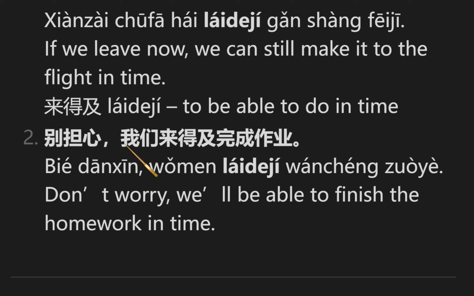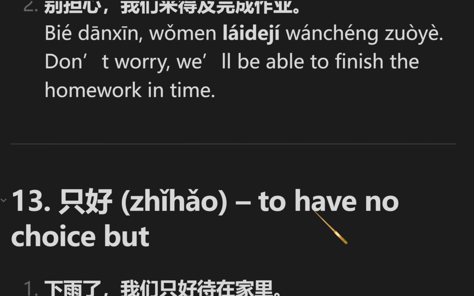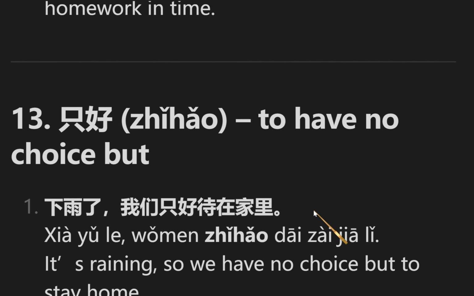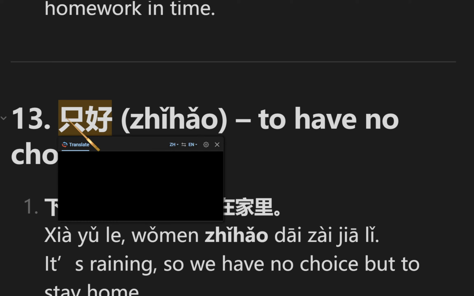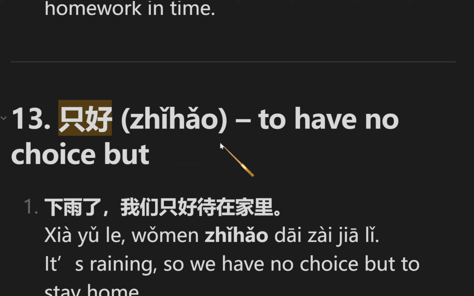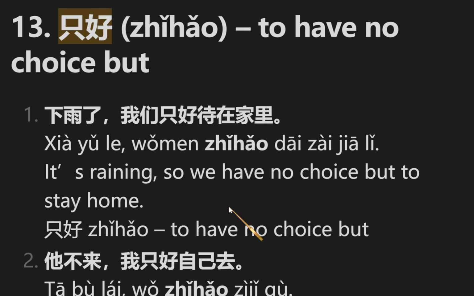别担心，我们来得及完成作业。完成作业。Next one is also a grammar point. 语法 You remember 语法, grammar, and 点 point. So grammar point. 语法点。Next one is to have no choice but. 只好 So 只 it's only. 好 good. So have to, or had to, or to have no choice but. Let's see. It's raining, so we have no choice but to stay home.